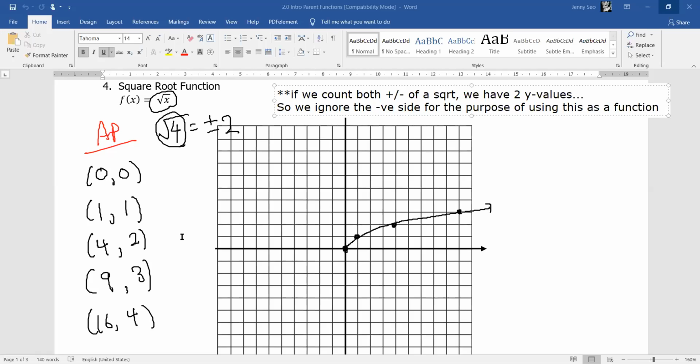Just to let you know, we're always going to have this one-sided curve. We're not going to have both top and bottom together when we do square root functions. Although technically both could exist, we don't want it because it doesn't help us.